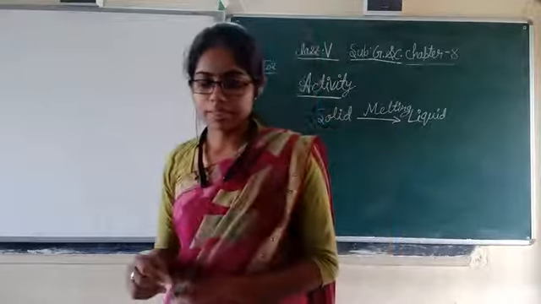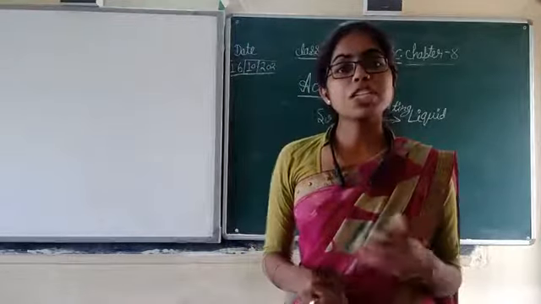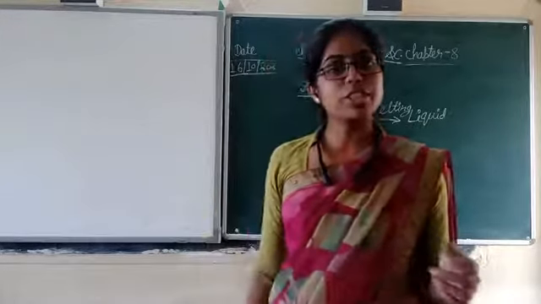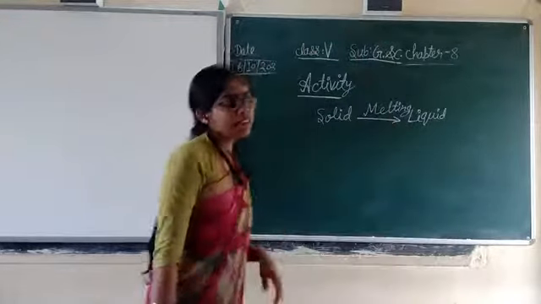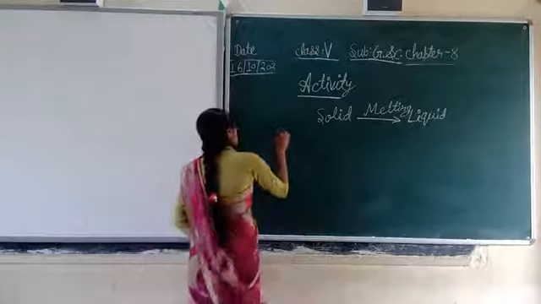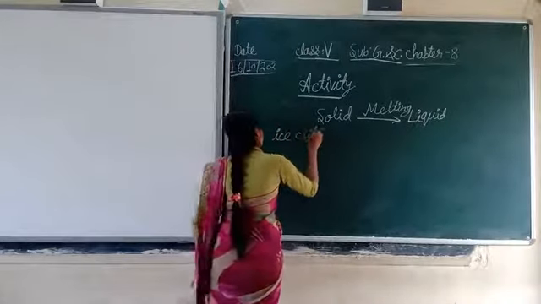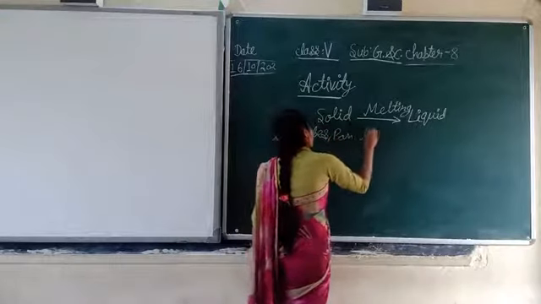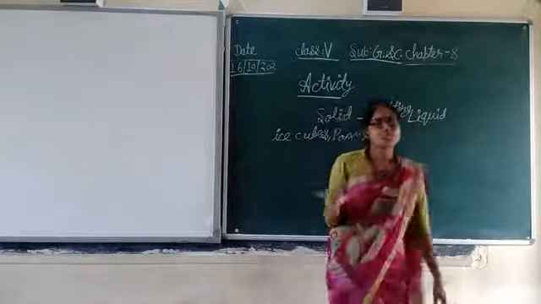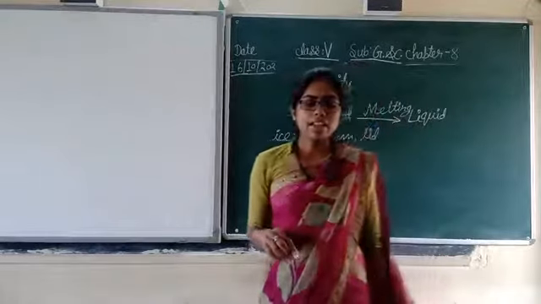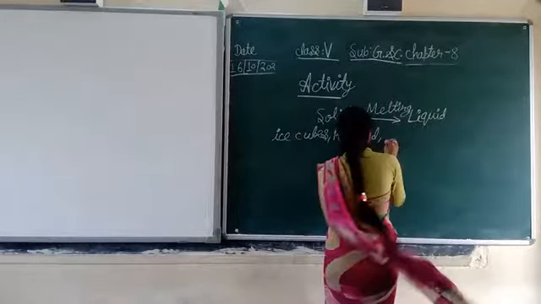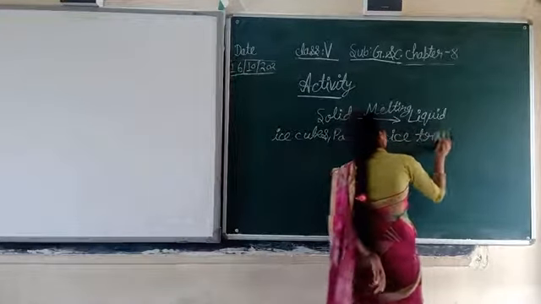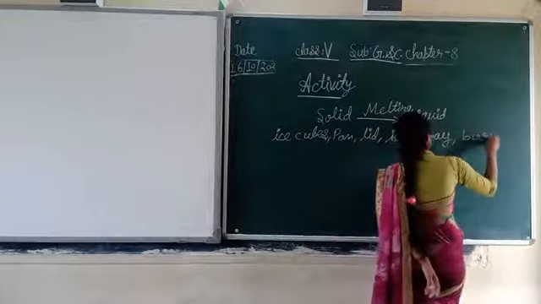We will see how this melting occurs, and with the help of activities we will try to understand. We have to take some materials in order to conduct this activity. First of all, we need ice cubes, a pan, after that a lid to cover the pan, then an ice tray and a burner. These are the materials required to conduct this activity.